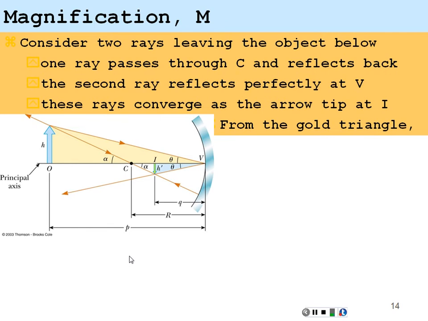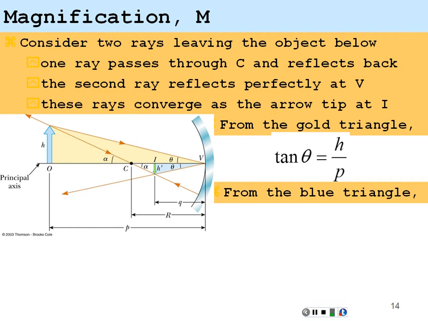We can see from the gold triangle that we have a right triangle here with an angle theta right here. And the tangent of theta is equal to the opposite side, h, over this distance of the object from the mirror. So that is the object distance. So tangent of theta equals h divided by p.